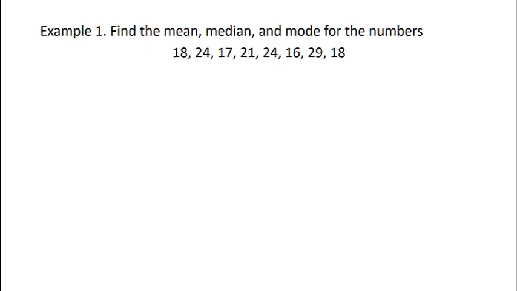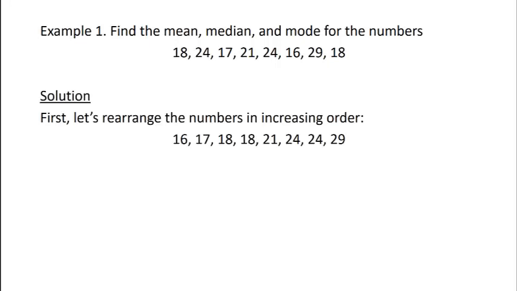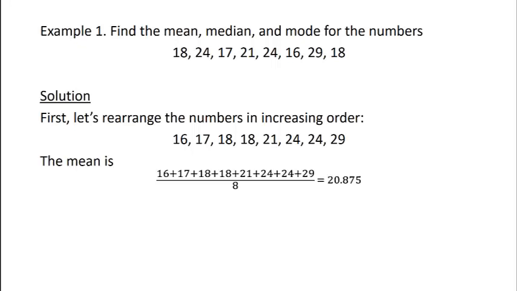Here's a quick example. Let's find the mean, median, and mode for this set of numbers. The first thing we want to do is to rearrange the numbers in increasing order. All right, so to find the mean, we want to sum each of these numbers in our list and divide by 8, which is the total number of values in our list. And we see the mean of this set is 20.875.